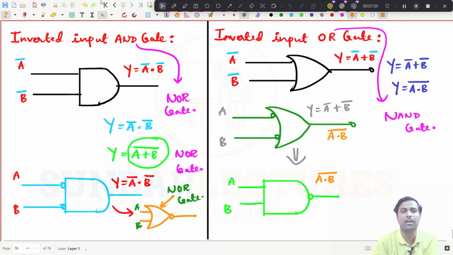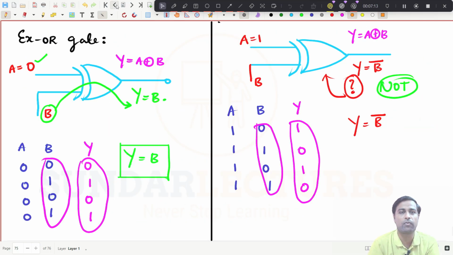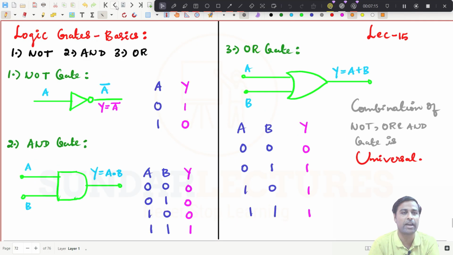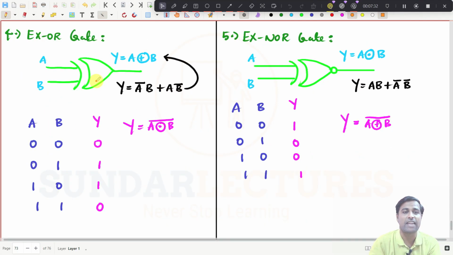So we have seen many logic gate basics. From the beginning, what we have seen today: we started with the logic gate basics. What are the three basic operations in Boolean expressions? It is NOT operation, AND operation, and OR operation. So we have seen what is a NOT gate, what is an AND gate, and what is an OR gate. These are all very basic. And then we went to XOR and then XNOR gates.